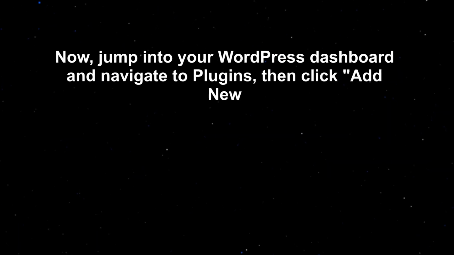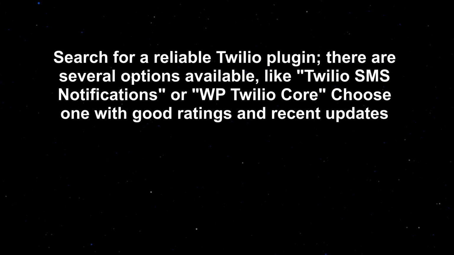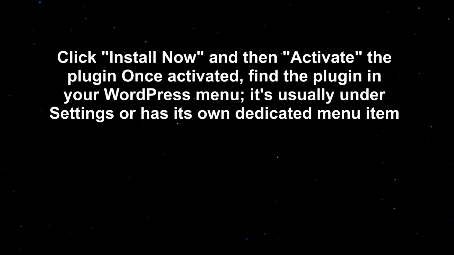Now, jump into your WordPress dashboard and navigate to Plugins, then click Add New. Search for a reliable Twilio plugin. There are several options available, like Twilio SMS notifications or WP Twilio Core. Choose one with good ratings and recent updates. Click Install Now and then activate the plugin.